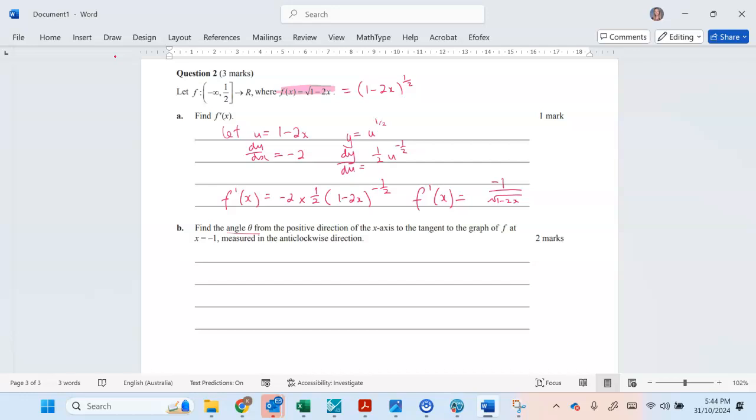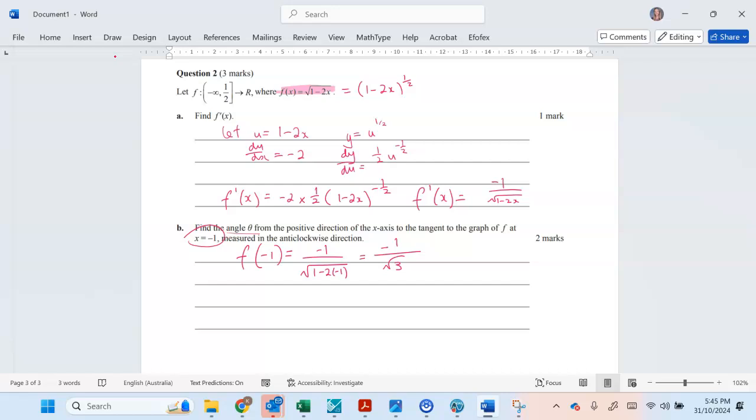All right, so what we're going to do is look at the gradient of the tangent at x equals negative 1. So we've got our gradient function from the previous question. So let's just substitute in x equals negative 1. So we're going to have the square root of 1 minus 2 times negative 1. Now, I probably wouldn't do all that substitution. I'm wasting time by doing it in multiple steps, but that's okay, because this is a video, not the actual exam. So in your exam, I probably wouldn't write this. Negative 2 times negative 1 is positive 2, so it's the square root of 3.